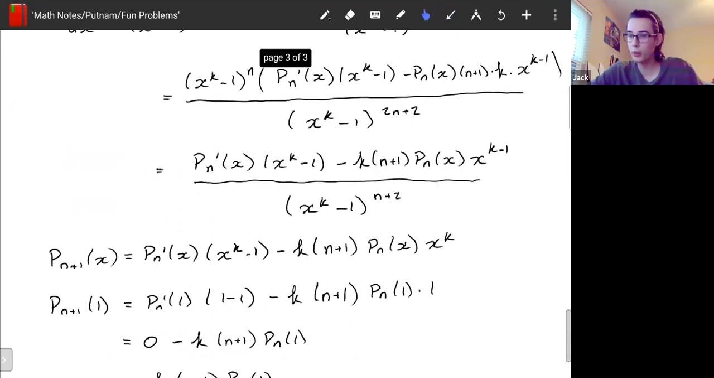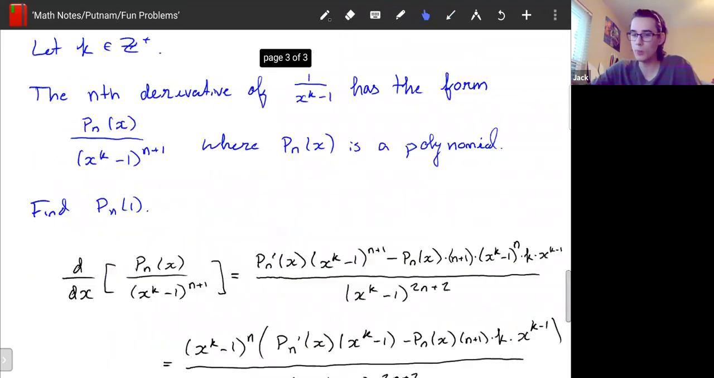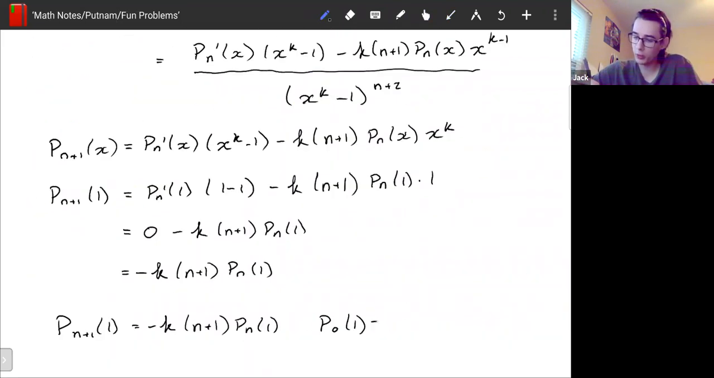Well, we know exactly what the polynomial is. The polynomial is this thing, this 1 up here. And of course, 1 evaluated at 1 is just 1. So p sub naught of 1 is 1. So we have our recursive relation here and an initial condition. And this is enough to actually go ahead and solve this recursive relation and find what p sub n of 1 is.